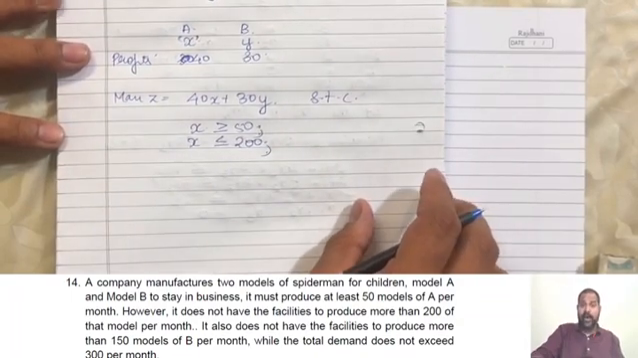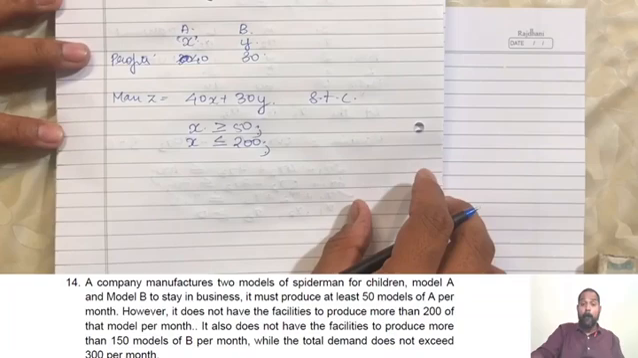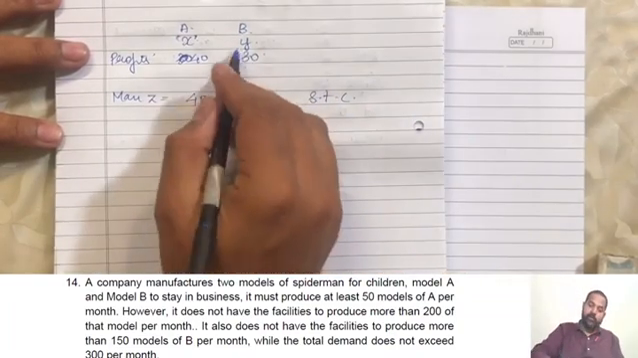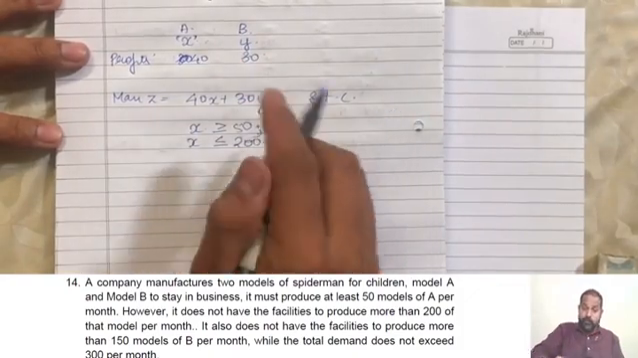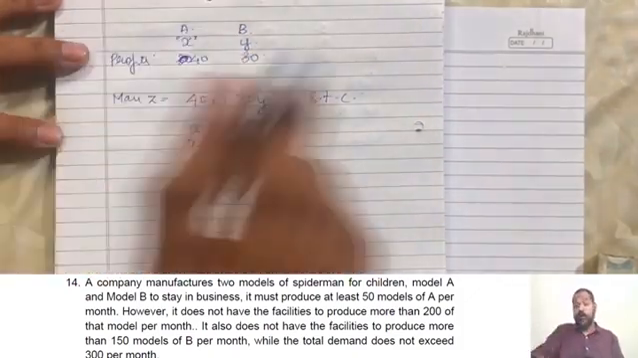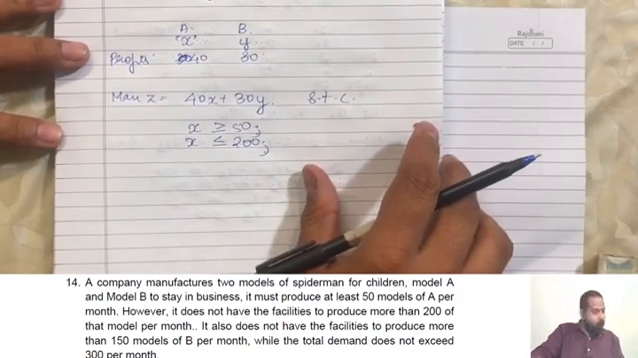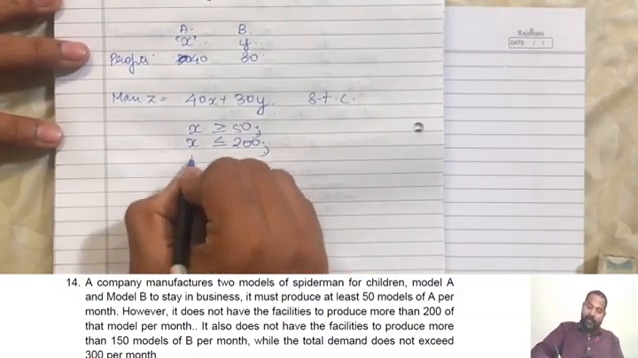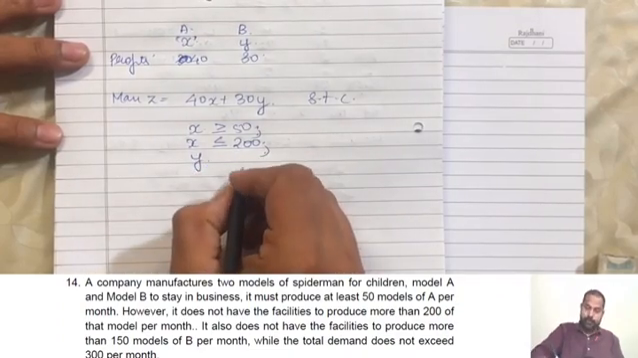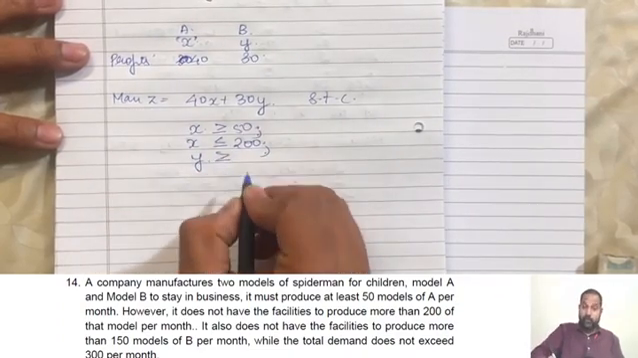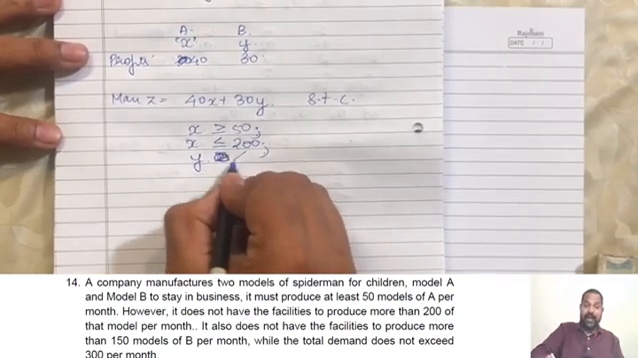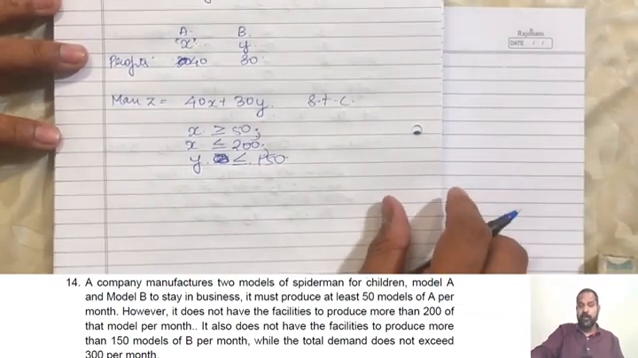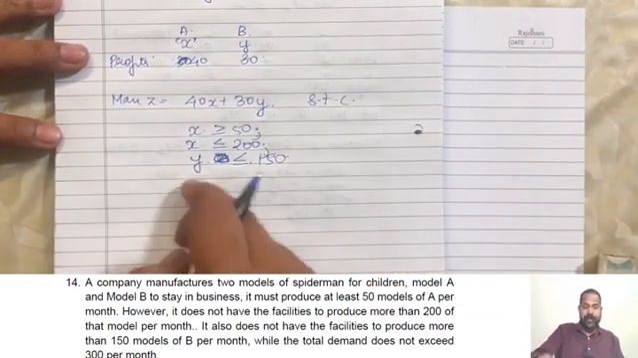It also does not have the facility to produce more than 150 models of B. How many models of B are you producing? Y. Which means this Y will never ever cross 150 because they don't have the resource to produce more than 150 of B. So my Y should always be less than or equal to 150.